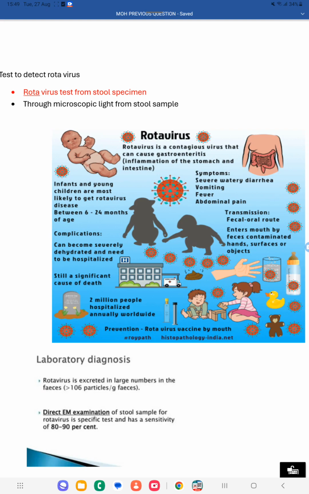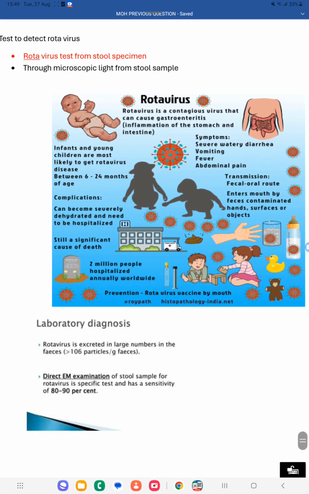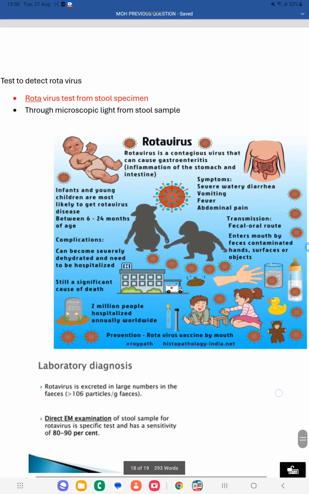If it is not treated properly, because of the severe diarrhea it can result in dehydration, and it can lead to the death of the child. To prevent rotavirus, nowadays a rotavirus vaccine is present, and through that way we can avoid rotavirus. To diagnose, we use stool examination. You can check the stool sample through electron microscopy, and through that way you can identify rotavirus infection.